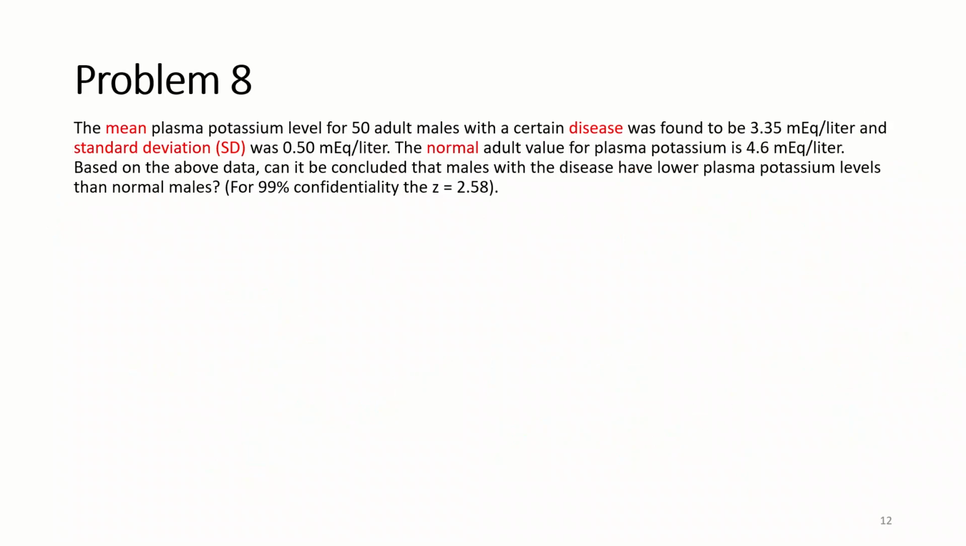The mean plasma potassium level for 50 adult males with a certain disease was found to be 3.35 milliequivalent per liter, and the standard deviation was 0.5 milliequivalent per liter. The normal adult value for plasma potassium is 4.6 milliequivalent per liter. Based on the above data, can it be concluded that the males with the disease have lower plasma potassium levels than the normal males?